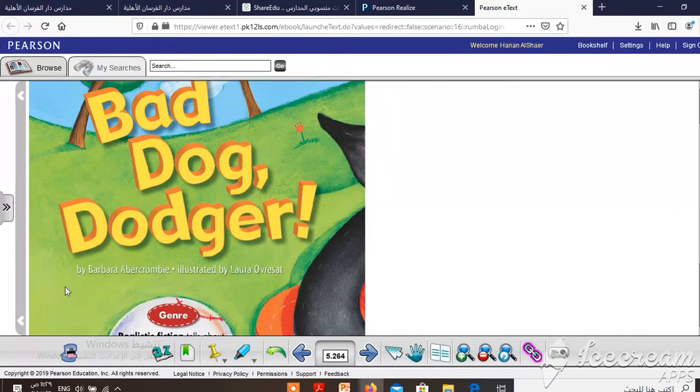What about the author or the writer of this story? The story is written by Barbara Abercrombie, illustrated by Laura Oversett.